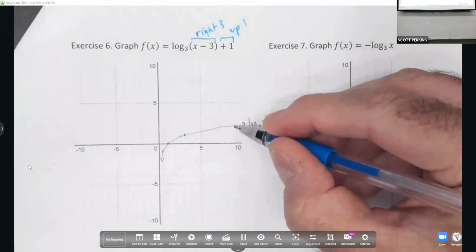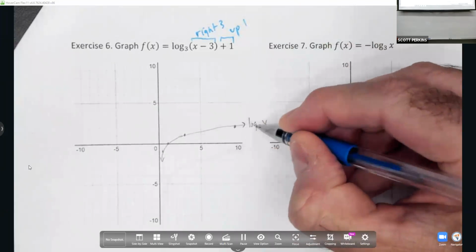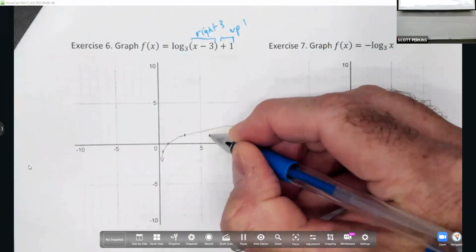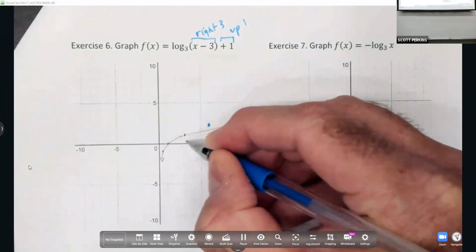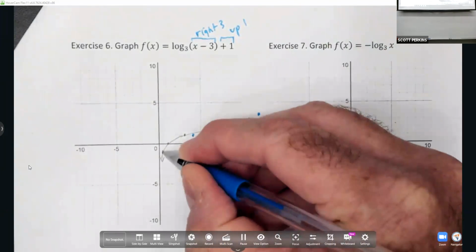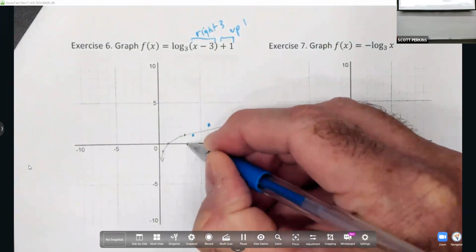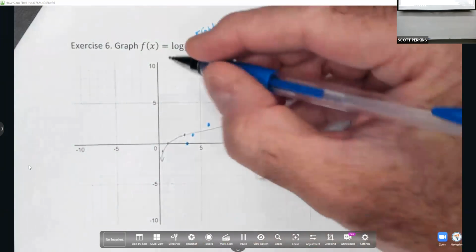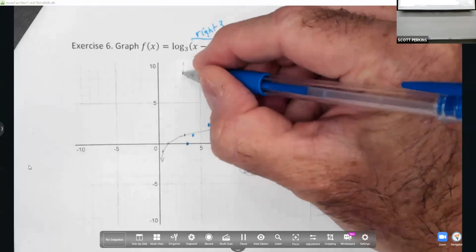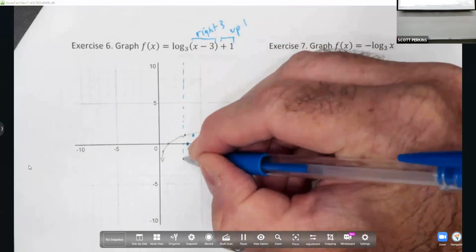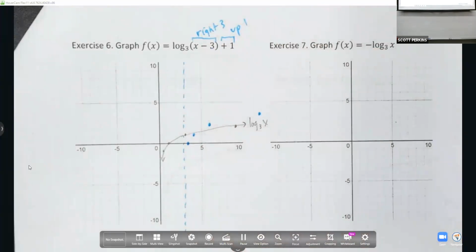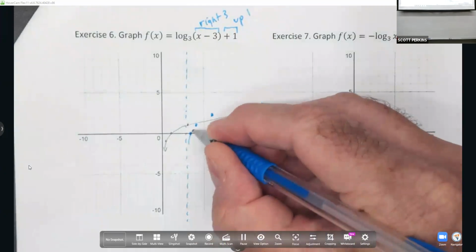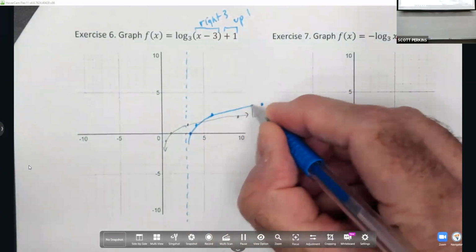So this first point, well, I have to do a little guesstimating. 1, 2, 3, up 1. It's going to be right about here. This one, 1, 2, 3, up 1. And then finally, 1, 2, 3, up 1. There are my points. I've moved the graph right 3, so that means my vertical asymptote is also going to go right 3. So I'll put it right here so I know that my domain is not going to be all the x values. And here is my graph now. Beautiful.